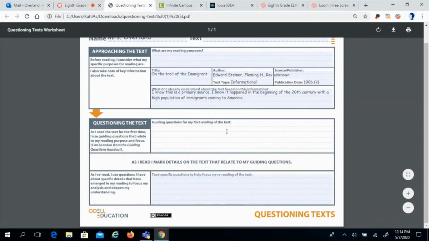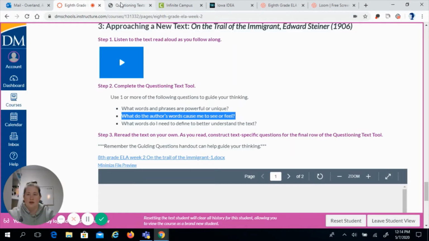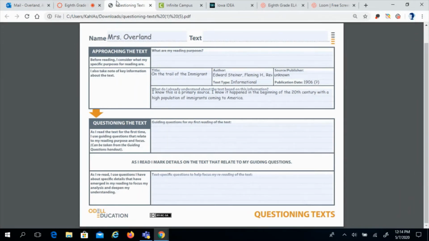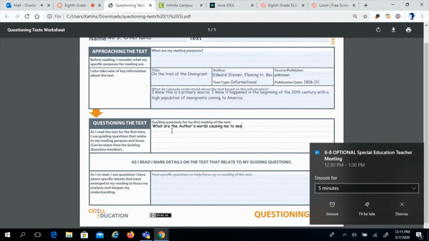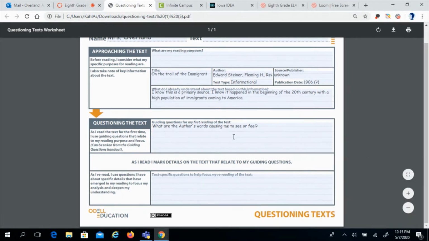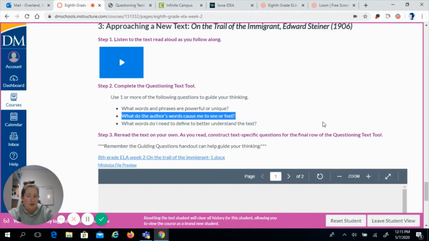It has a lot to do with what they're seeing, what they're feeling, and I feel like there are going to be a lot of emotions that come up with it. So my main question is: what are the author's words causing me to see or feel? I'm going to focus on this, but while I'm reading, I'm going to come up with more questions. It's just inevitable.